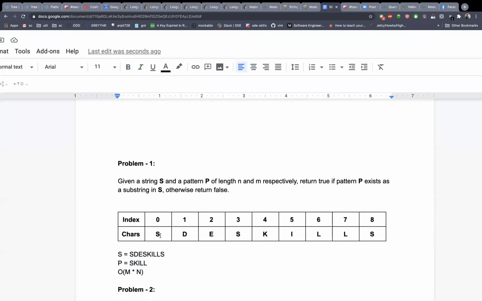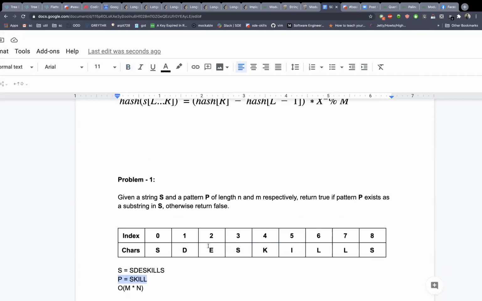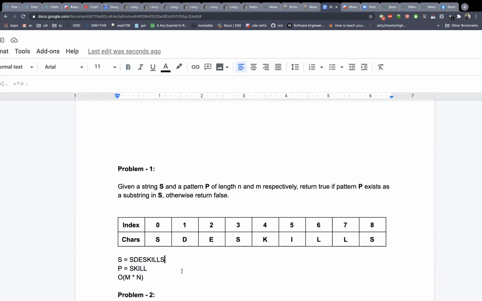So basically, if I generate the hash of every sliding window of 5 characters, say from 0 to 4, then from 1 to 5, then from 2 to 6, then from 3 to 7, and if I ever find a hash that matches the hash of P, then I can say that the pattern exists in the string. Is that clear, this point?